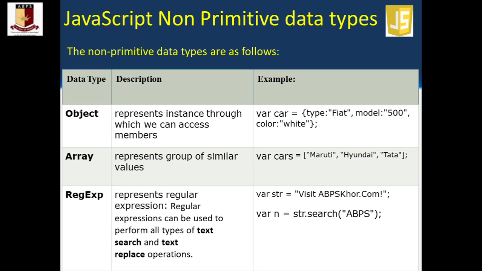Now the example: here I declare a variable str, and what it holds is "visit abpscore.com", and another variable I am using is n. Now str.search: in str, the search value is abps. It will search for the position from which abps is starting. Just count: 1 2 3 4 5 6. So what will the result be? 6. Got it? And the practical of these non-primitive data types we will do in the next tutorial.